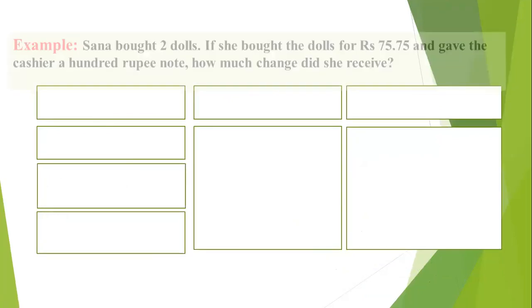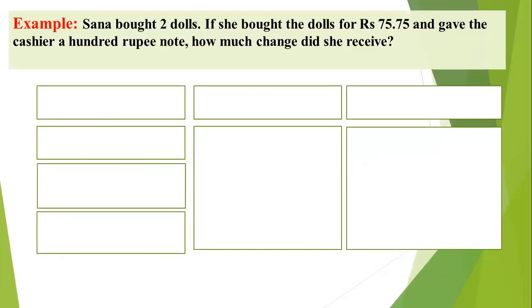Let's take another example. Sana bought 2 dolls. If she bought the dolls for 75 rupees and 75 paisa, and she gave the cashier a 100 rupee note. How much change did she receive?